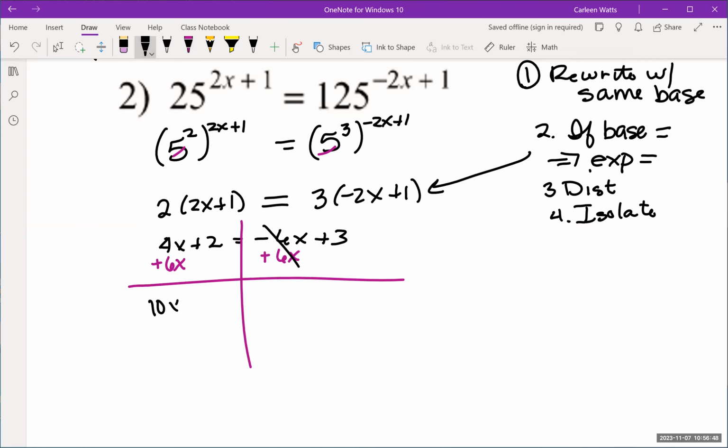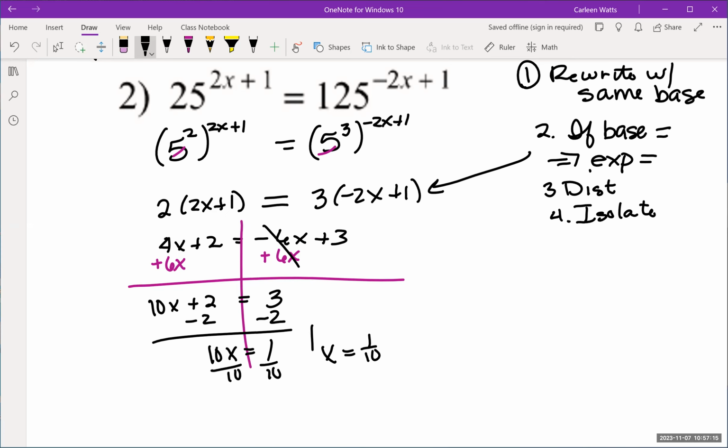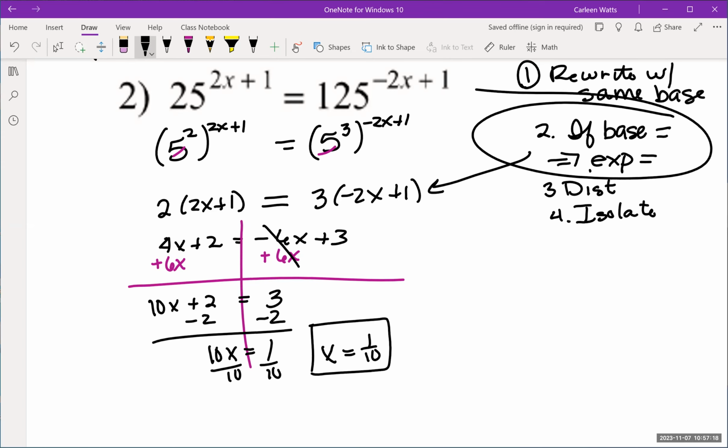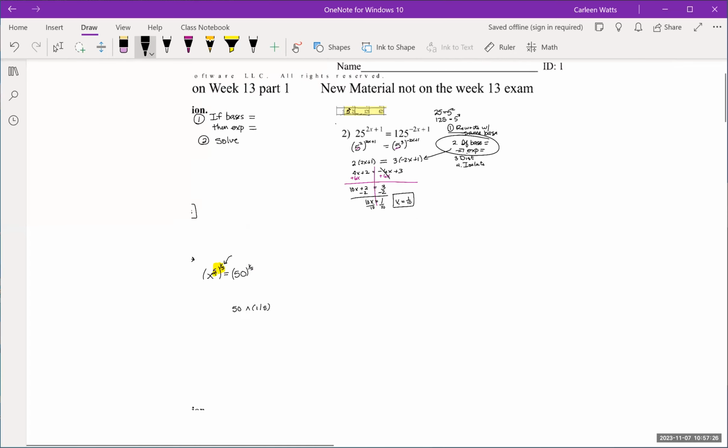So 10x plus 2 is equal to 3. Subtract 2. 10x is equal to 1. Divide by 10. X is equal to 1/10. This is the key right here. If the bases are the same, then the exponents are the same. Okay, we spent a lot of time on that.